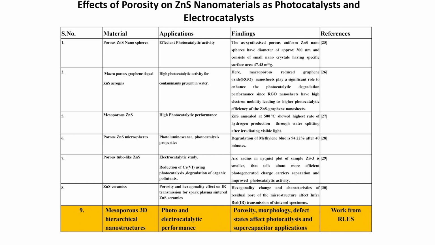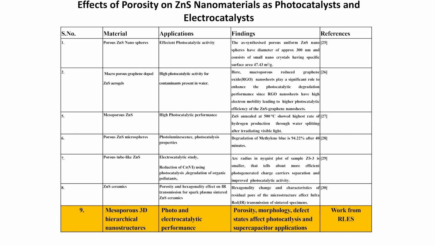Macroporous reduced graphene oxide nanosheets play a significant role to enhance the photocatalytic degradation performance, since RGO nanosheets have high electron mobility leading to higher photocatalytic efficiency of the ZnS graphene nanosheet. Mesoporous ZnS, high photocatalytic performance: ZnS annealed at 500 degree centigrade showed the highest rate of hydrogen production through water splitting after irradiating by the visible light.